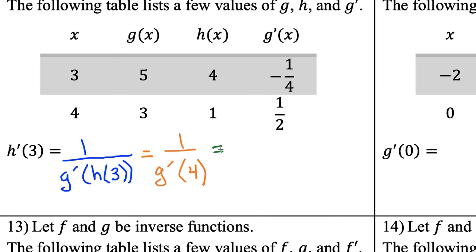And what is g prime of 4? G prime of 4 is 1/2. So this is going to be 1 over 1/2, and keep it, change it, flip it. This is 2. Final answer, box it.